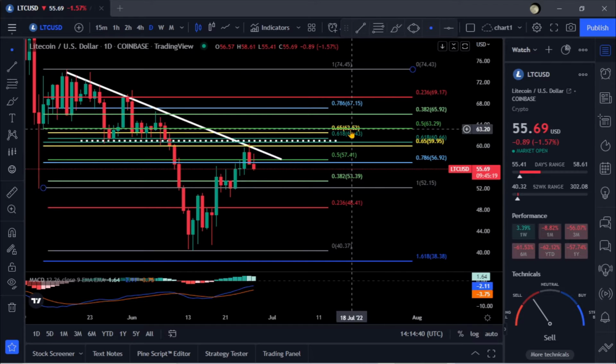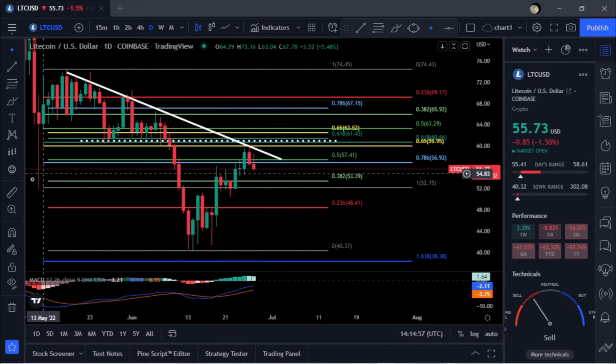So the 60 to 61 is your price to beat for a move up, but you can see that it is heavy resistance. It is the support and resistance here, and you're getting stuck on the trend line here. So you're having trouble breaking out of this downtrend on Litecoin here. So that's the price to beat for any kind of move up.